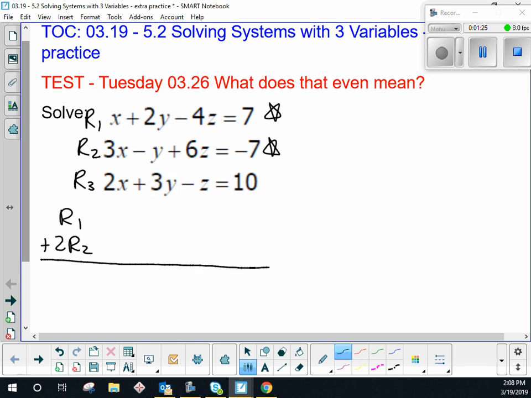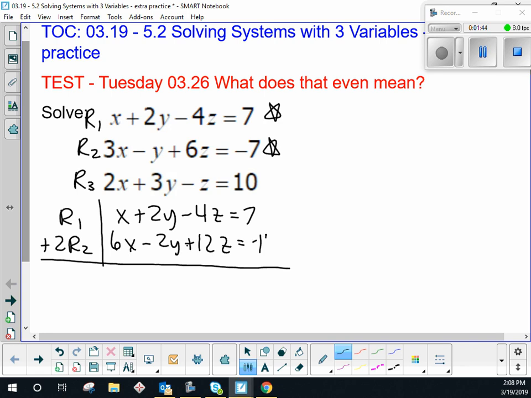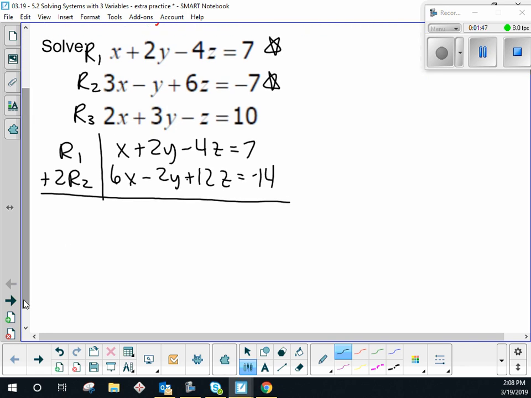And plenty of you eliminated x, and that's fine. As long as your math is good, you'll always get to the exact same place. So x plus 2y minus 4z equals 7. And then 2 times everything in row 2 is 6x minus 2y plus 12z equals negative 14. When you add those, the y cancels out, which is exactly what I was going for, giving me 7x plus 8z equals negative 7.